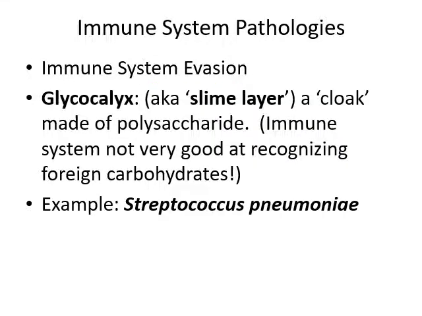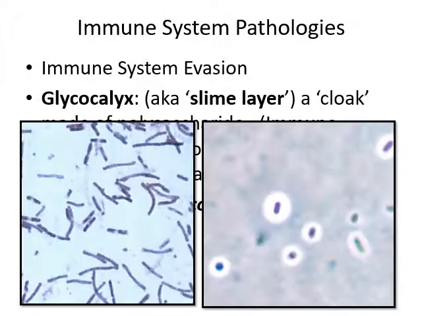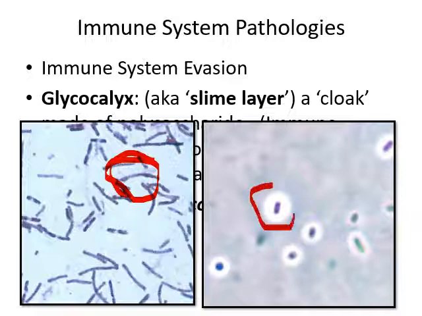A glycocalyx is sometimes referred to as a slime layer, but the technical term is a glycocalyx. An example is Streptococcus pneumoniae, which is difficult to get rid of because your immune system has trouble recognizing it. So we have a regular bacteria here that has no glycocalyx. And then here you can see this little halo around the strep pneumonia because this is all polysaccharide.